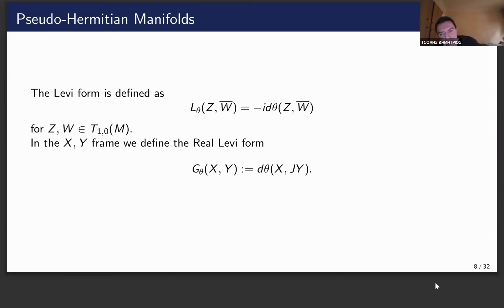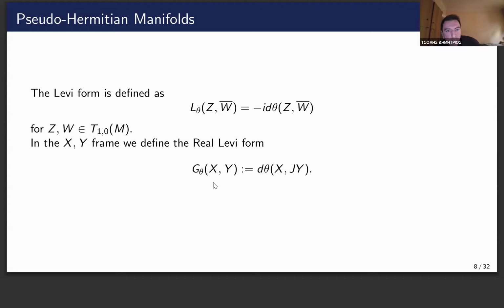So we also need a way to measure how the holomorphic, the complex directions, twist with respect to the contact bundle. This can be shown by the Levi form, which we can define as this. The Levi form is just L theta of Z, W bar, equal to minus i d theta of Z, W bar, and Z and W are just holomorphic vectors here. They belong to this bundle.